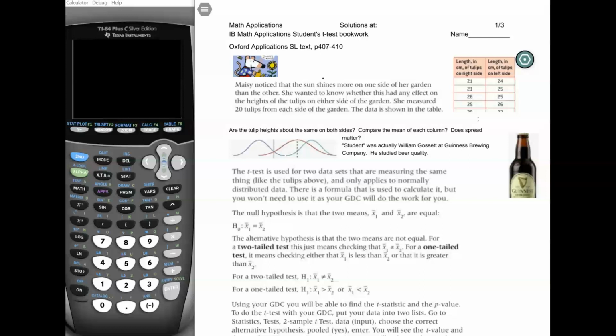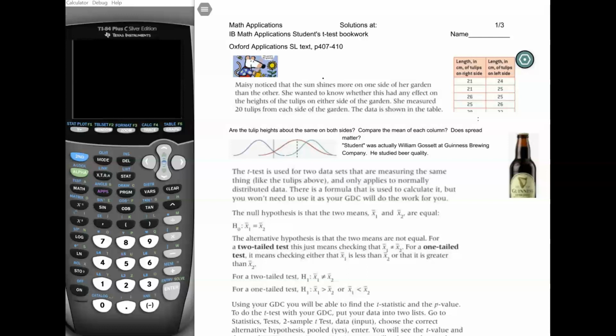Okay, the T-test is used for 2 data sets that are measuring the same thing, like the tulips above, and only applies to normally distributed data. Okay, so that pretty much applies to everything, as we remember. One variable data typically is normally distributed, right, as long as it's complex enough. There is a formula that is used to calculate it, but you won't need it, as your GDC will do the work for you. Okay, the null hypothesis is that the 2 means, x1 bar and x2 bar, are equal.